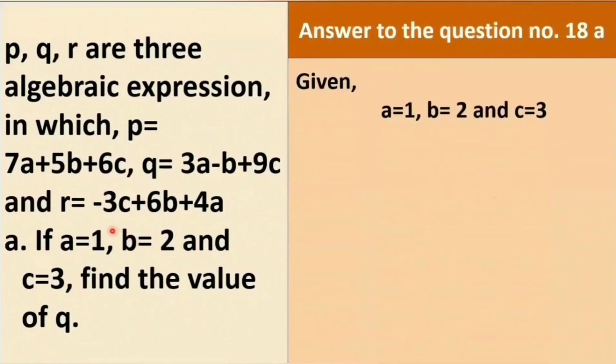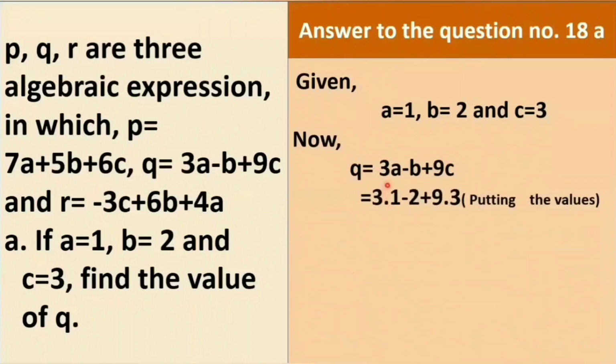So see, at first for solving A, as they say that if a is equal to 1, b is equal to 2, and c is equal to 3, we have to find the value of Q. So at first you will write the given values. Then you will write the given algebraic expression of which we are finding the value. Then see here, instead of variable a, we put value 1. Again, instead of b, we put value 2. And here again, instead of variable c, we put the value 3. As a side note, you must write "putting the values". In the next line, we will go for calculation.